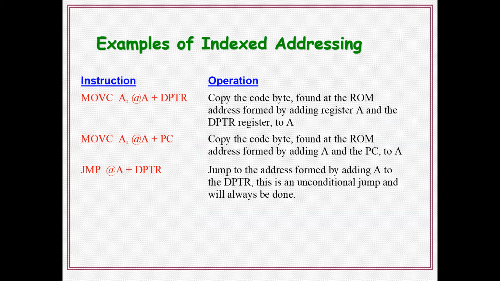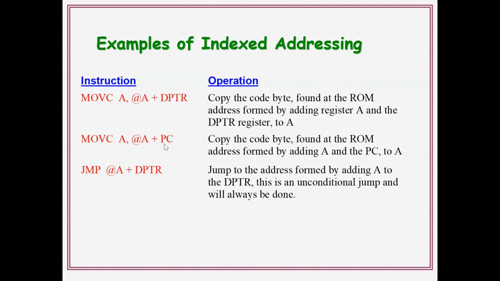And what are the examples for index addressing mode? We already completed one example: MOVC A, @A+DPTR. And one more example: MOVC A, @A+PC. So you can use either PC or DPTR as a base register. The offset register is only the accumulator. It is the default offset for index addressing mode.